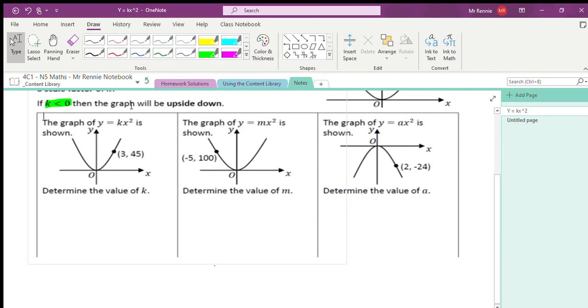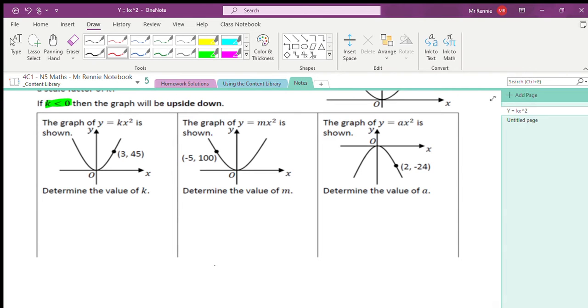If I look at this first question, the graph of y equals kx squared is shown below. We're given this coordinate which is 3, 45, and our job is to determine the value of k. Was it 4x squared, was it 10x squared, was it 3x squared? We're going to use a coordinate to help us work out what that was.